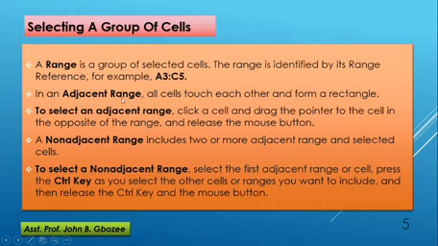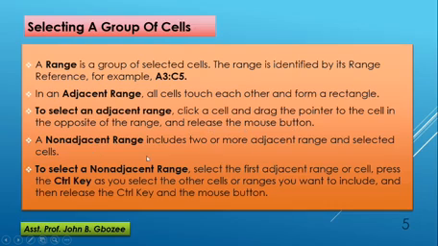In an adjacent range, all cells touch each other and form a rectangle. To select an adjacent range, click a cell and drag your pointer to the cell in the opposite corner of the range and release the mouse button.